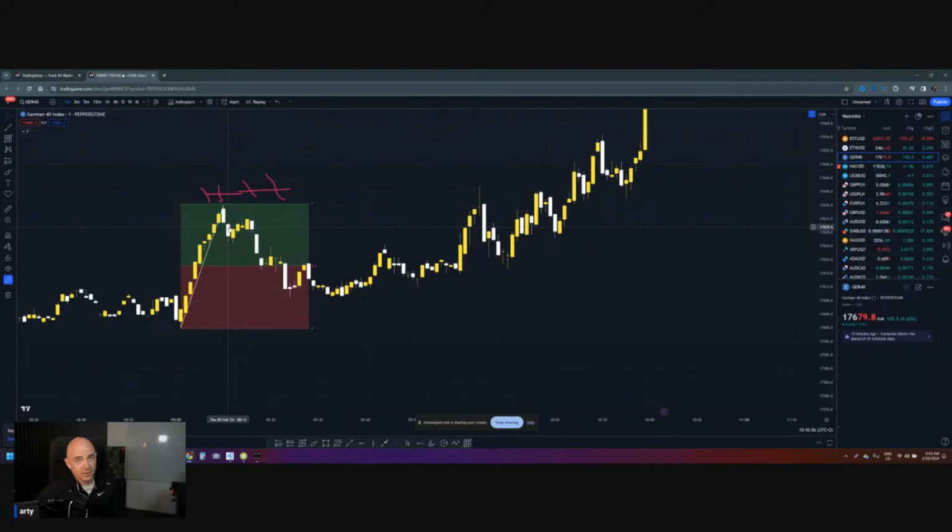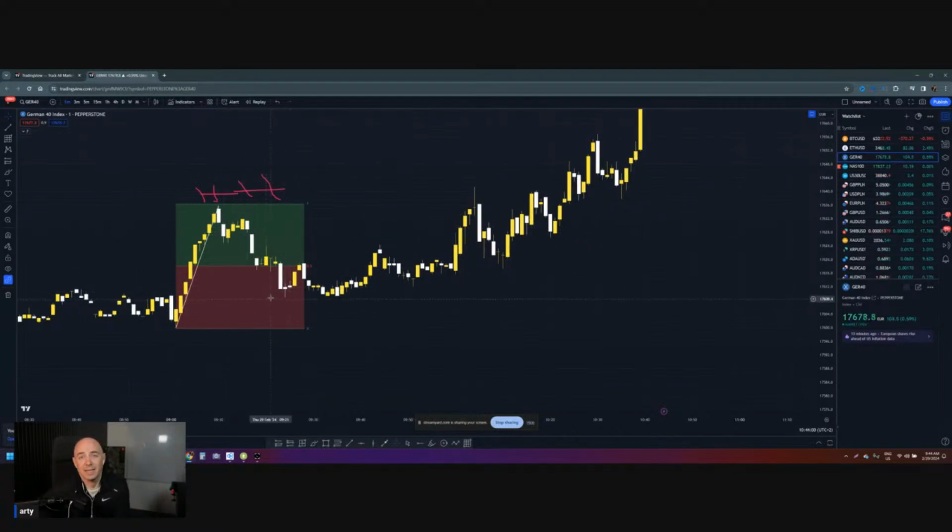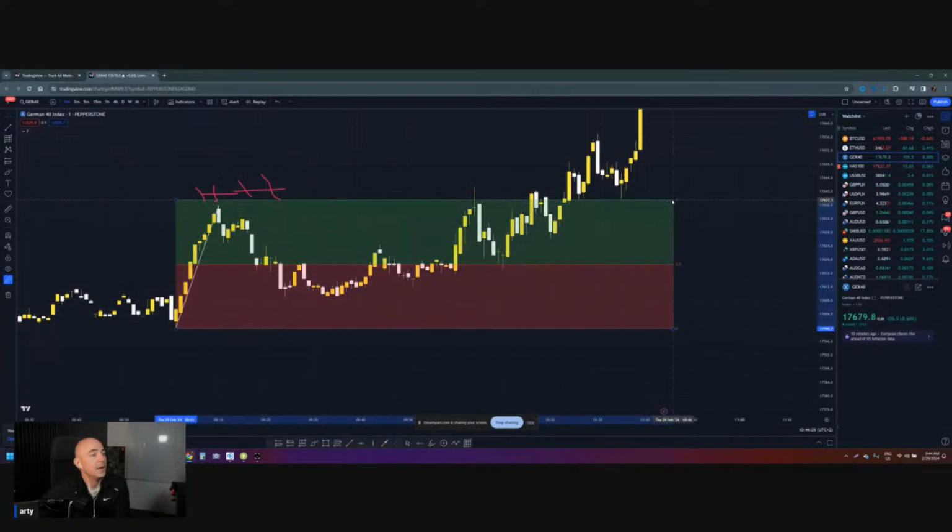When price is up here, it's at a premium. You don't want to buy something when it's at a premium. You want to buy something when it's at a discount. So you're waiting for a pullback into the 50% area. If it doesn't happen, you don't get a trade entry. If it happens multiple times, you get multiple trade entries.